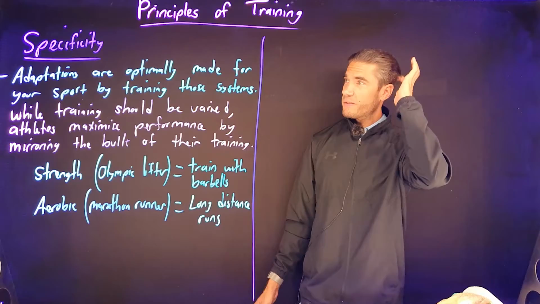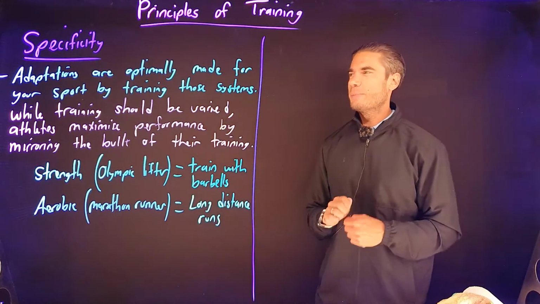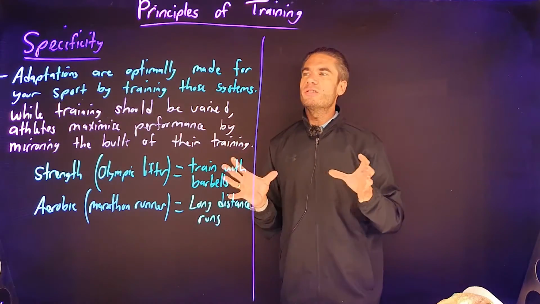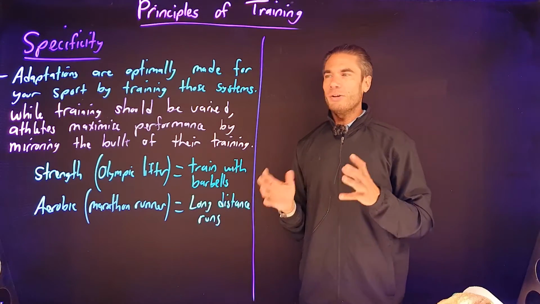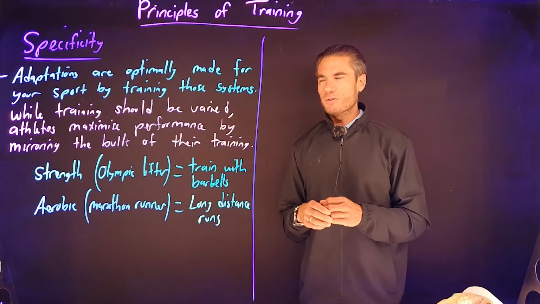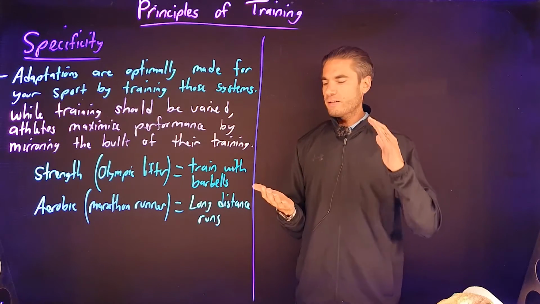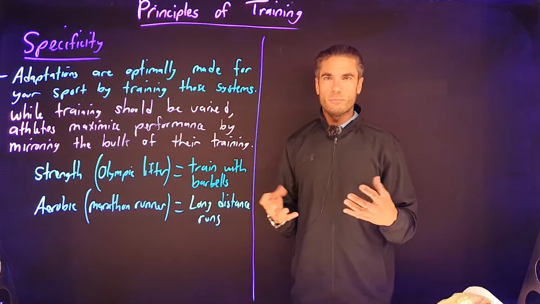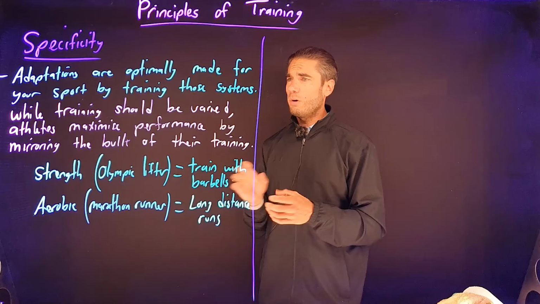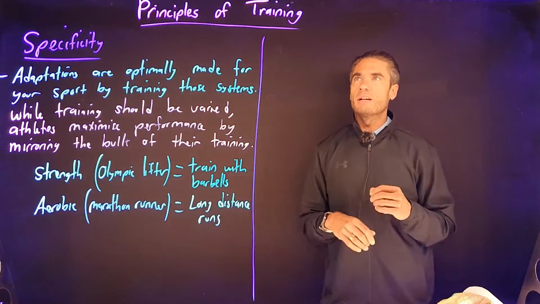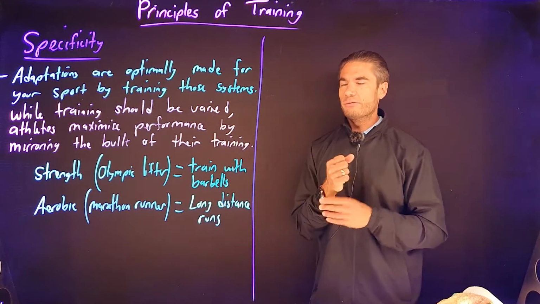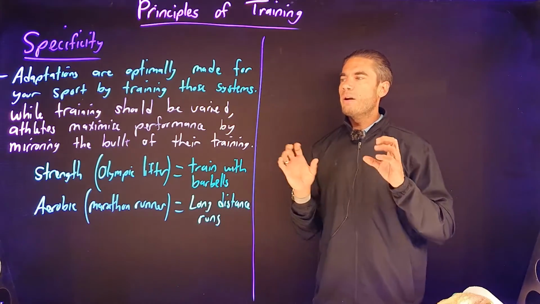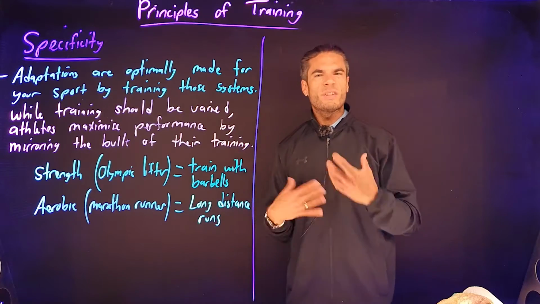All right, so our next one is specificity. And yes, I can say specificity. There are lots of people in my faculty that can't, and it's funny. So adaptations are optimally made for your sport by training those systems that you use in your sport. Now, this is such an obvious thing, but some people get sidetracked in all the other principles of training. So while training should be varied, and that is actually a point that I am going to talk about in this video for various reasons, athletes will still maximize their performance by mirroring the bulk of their training to what they're actually doing in their event.